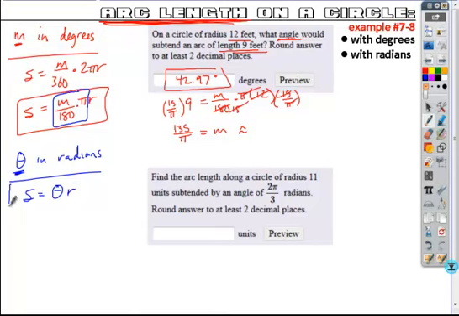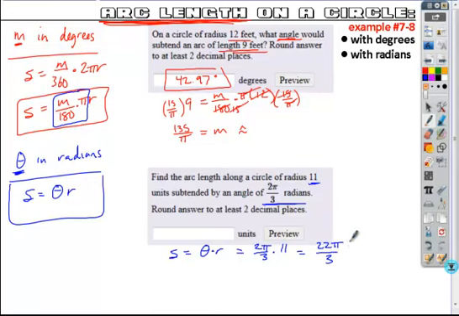Okay, so in this particular problem here, you have a radius of 11, and the measurement for your angle is given in radians, and so your total arc length is going to be theta times r, where you have 2 pi over 3 times a radius of 11. Multiplying across, you get 22 pi over 3. So that would be your exact answer.